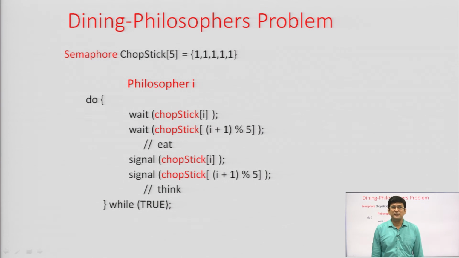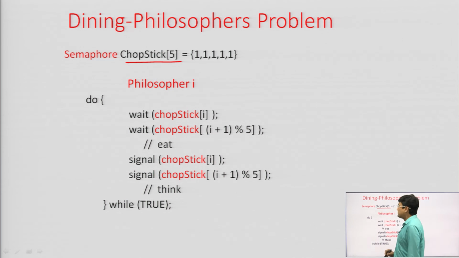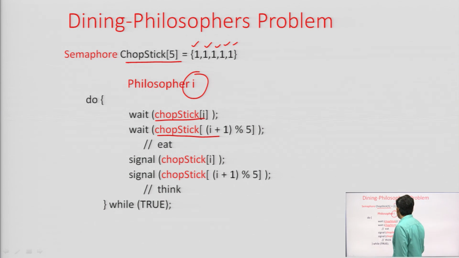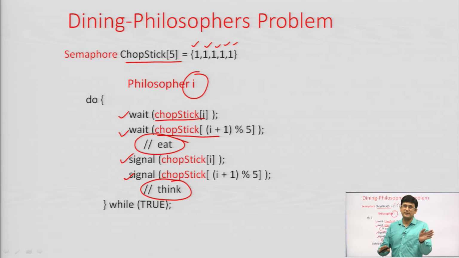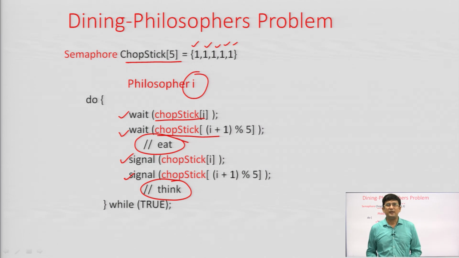So, now what will be the solution of this problem? We are taking 5 chopsticks or 5 forks, and these are semaphores, with all values initialized to 1. The philosopher I who wants to enter the critical section should have chopstick I and chopstick (I plus 1) mod 5 both as 1. If both are 1, then only it can enter the eating state, and once it has finished eating, it should release these chopsticks so that they become 1 for the other processes, and it enters the thinking state. So, both chopsticks, I and (I plus 1) mod 5, should be available.